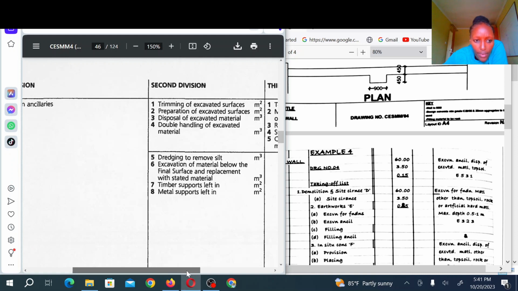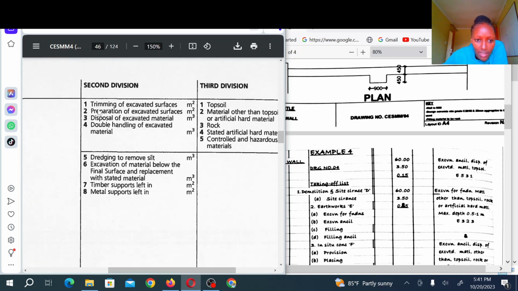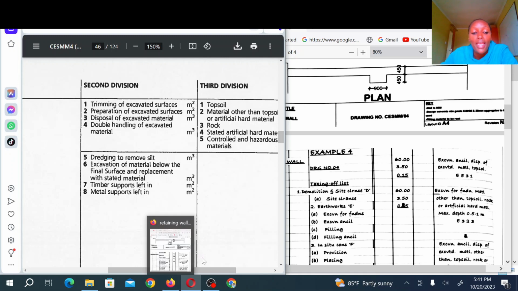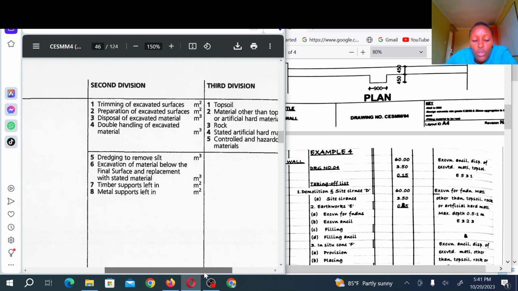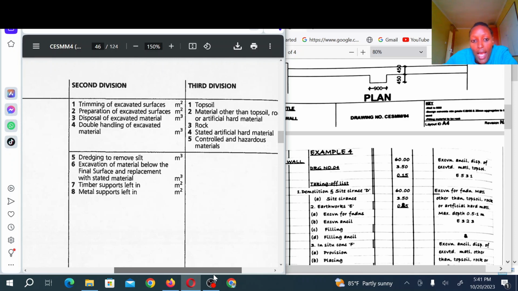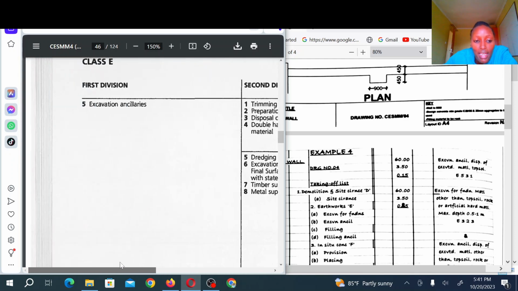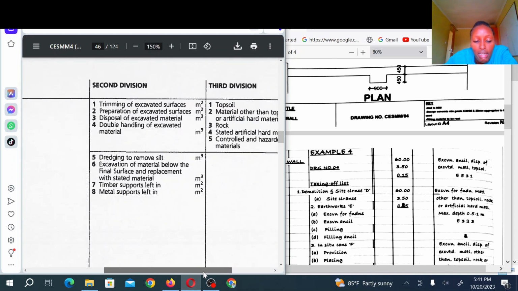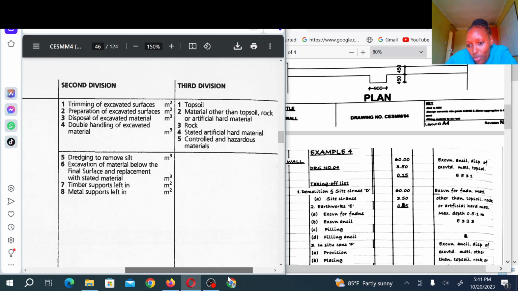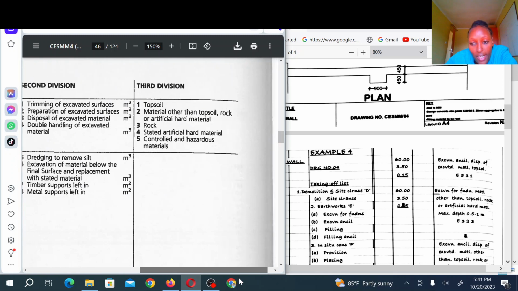You see here, we have been told excavation auxiliaries in part 3, disposal of excavated material, then topsoil, because we need to remove it from site. And remember, in CESMM, we only use descriptions as given by the CESMM. So we shall write excavation auxiliaries, disposal of excavated material, topsoil. And the code is class E, E5 in division 1, 3 in division 2 and 1 in division 3. So it shall be E531.